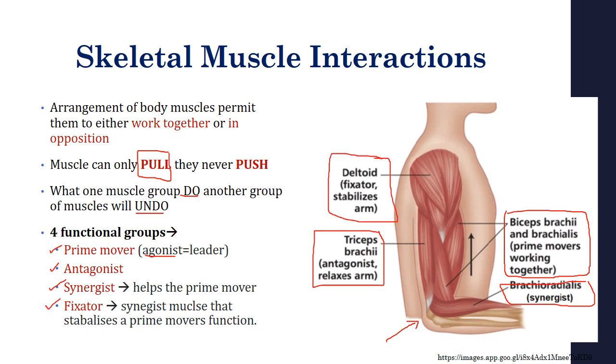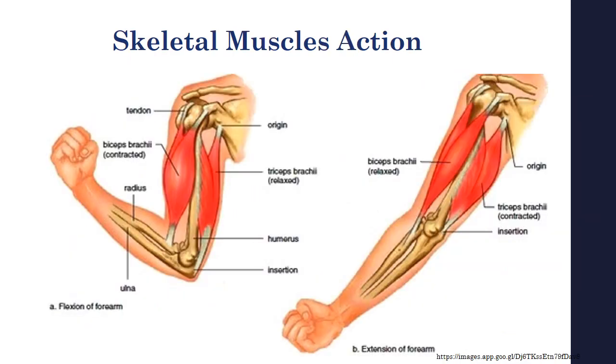And then the final group will be the fixators, which is the deltoid muscle here. The function of a fixator muscle is usually to stabilize the origin of the agonist muscle. Your biceps muscle has its point of origin near your shoulder here. So what the fixators do is stabilize that point of origin during movements.